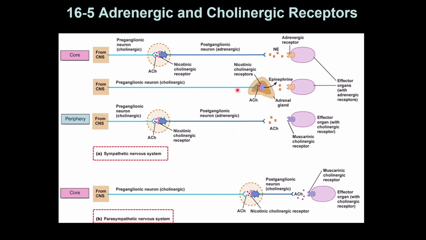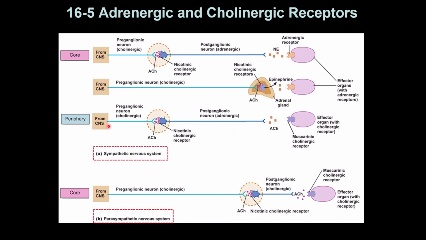Another one, an exception, is the adrenal gland. The preganglionic neuron is very long, so the adrenal medulla is there, and the postganglionic is short. The adrenal medulla releases epinephrine and norepinephrine. It's not shown in this image, but you just add norepinephrine here as well. And the receptors here are again adrenergic. So the exception in the sympathetic system is this one.